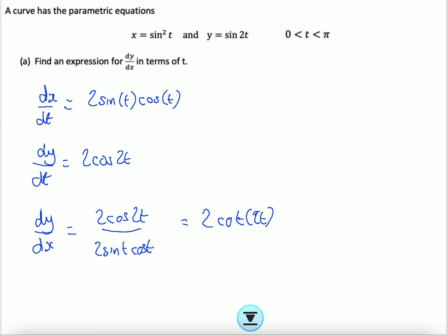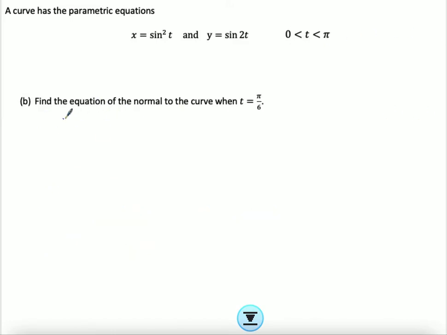So, part B, find the equation of the normal. So again, we need the x-coordinate, we need the y-coordinate, and we need the gradient. So when t is pi over 6, x is sine pi over 6. So I'm going to change that into degrees. So sine 30, which is a half, and then square it, which is a quarter. And then we want sine pi over 3. So that is sine 60 in degrees, which is root 3 over 2.